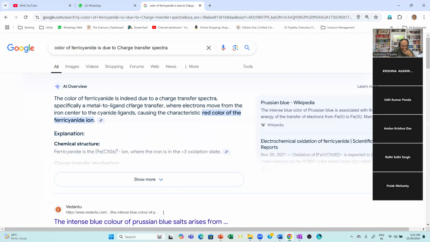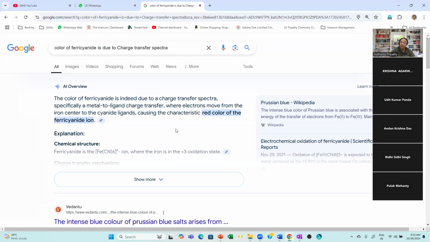The color of ferricyanide is indeed due to charge transfer spectra, specifically metal to ligand. Of course, I told you that MLCT is most dominant in all cyanide and carbonyl complexes, but the possibility of the other is not ruled out. But since there are so many electrons, there are 6 in ferrous and 5 in ferric, with one unpaired electron in ferric, the possibility of MLCT is more. Electrons move from the iron to the cyanide ligands, causing the characteristic red color.